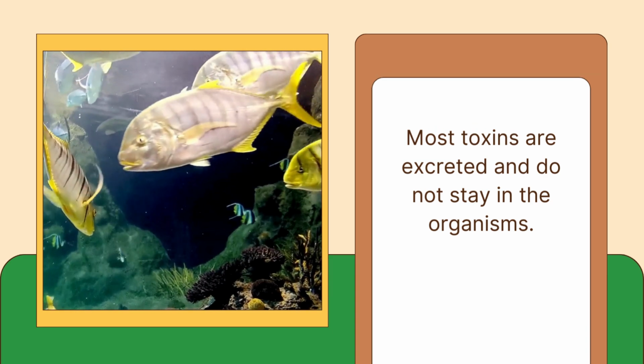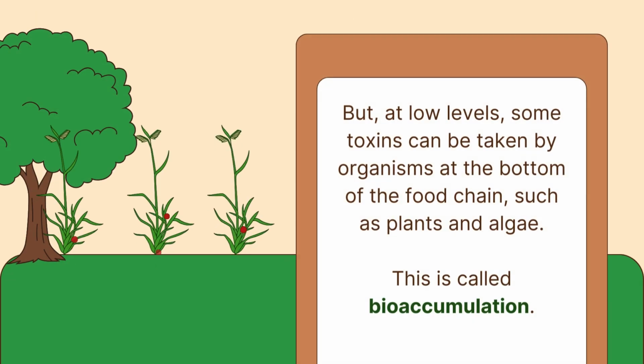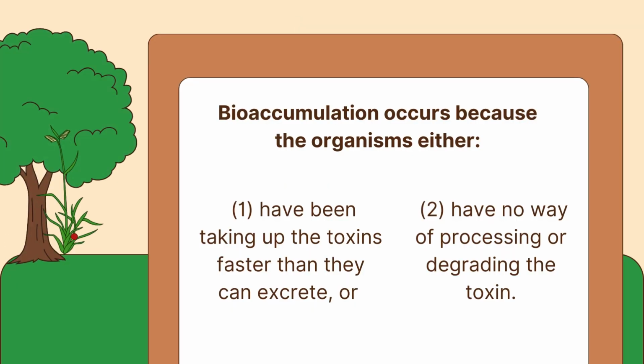Most toxins are excreted and do not stay in the organism. But at low levels, some toxins can be taken in by organisms at the bottom of the food chain, such as plants and algae. This is called bioaccumulation. Bioaccumulation occurs because the organisms either, first, have been taking up the toxins faster than they can excrete them, or second, have no way of processing or degrading the toxin.